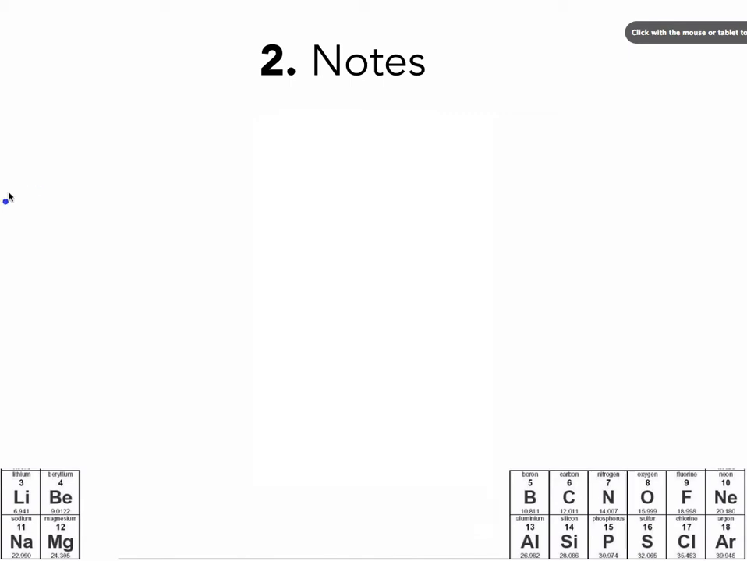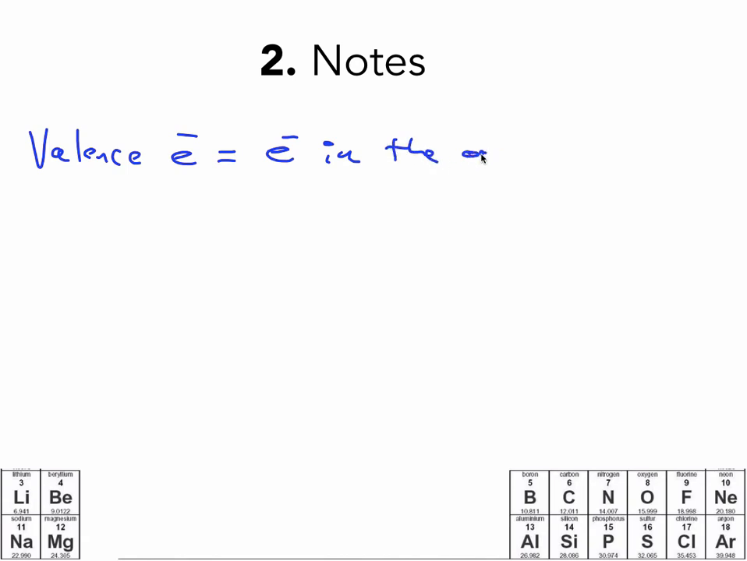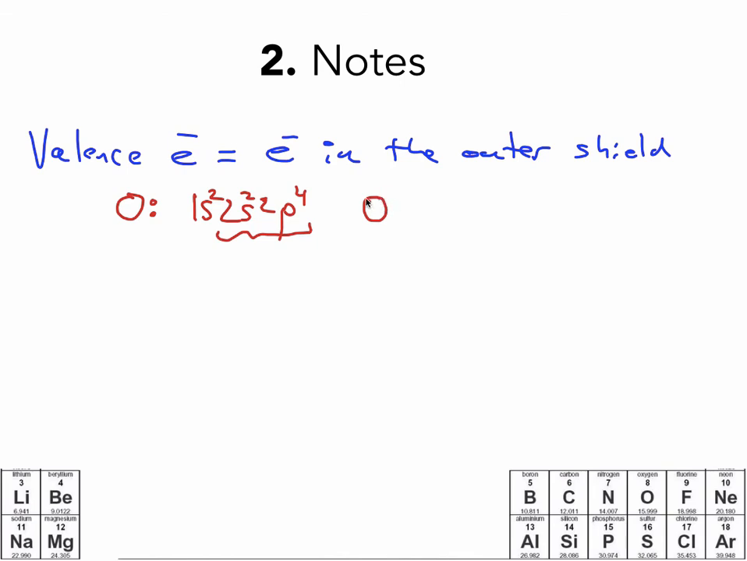Okay. So before we start, we need to understand and revisit this idea of the valence electron. The valence electron or electrons are electrons in the outer shell. What do I mean by that? So if we take oxygen, oxygen's electron configuration is 1s2, 2s2, 2p4, and here's the outer shell, that second shell, and there are 6 there. So for Lewis structures, those are the only electrons that we are actually concerned with.